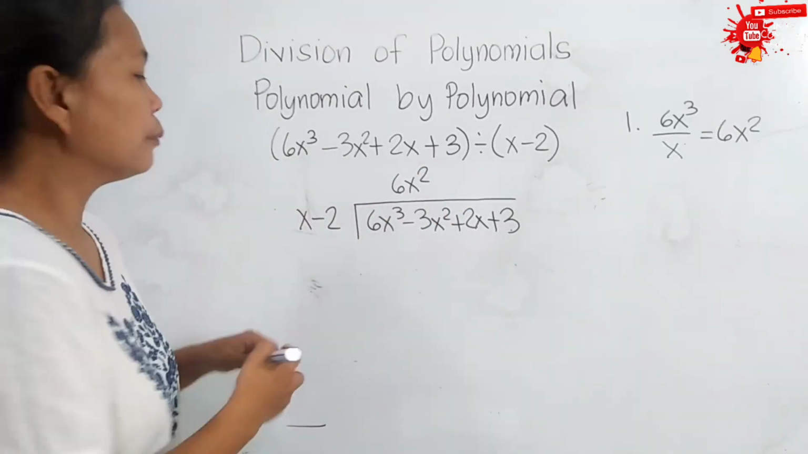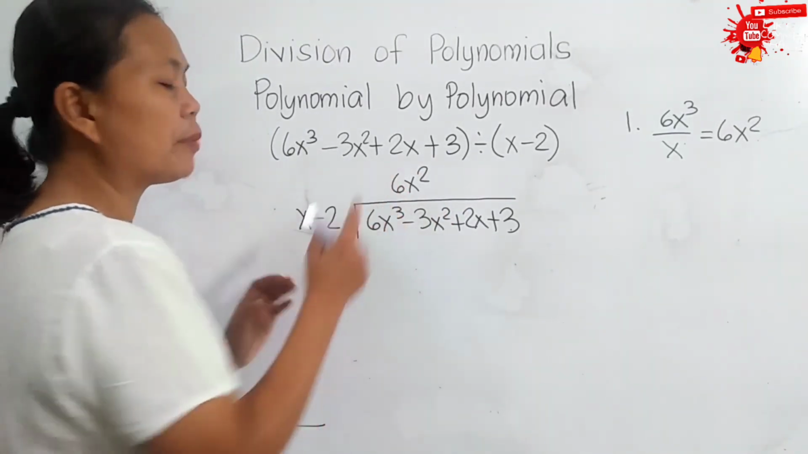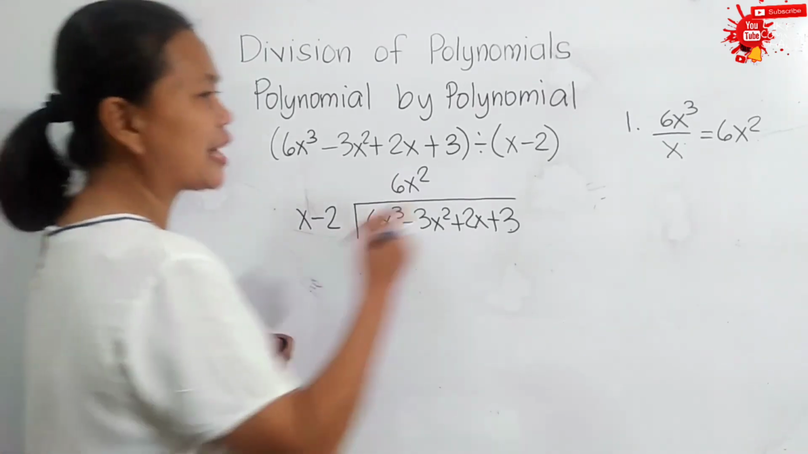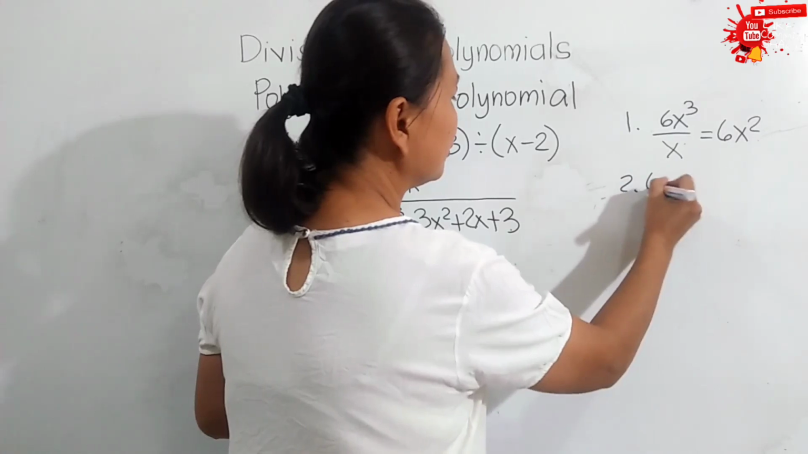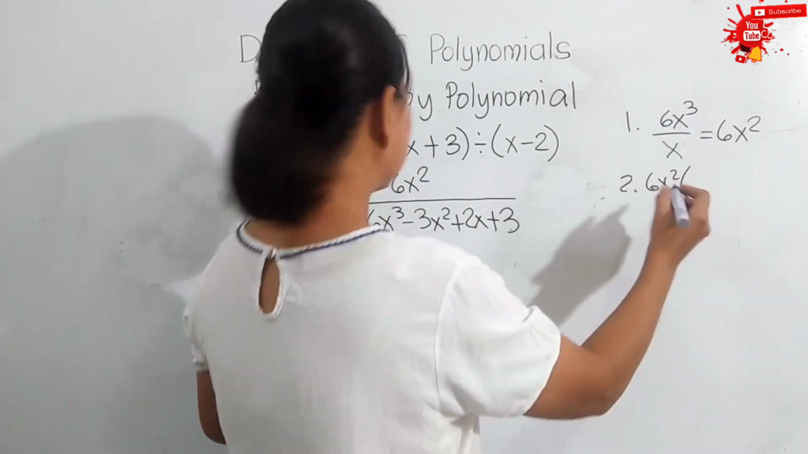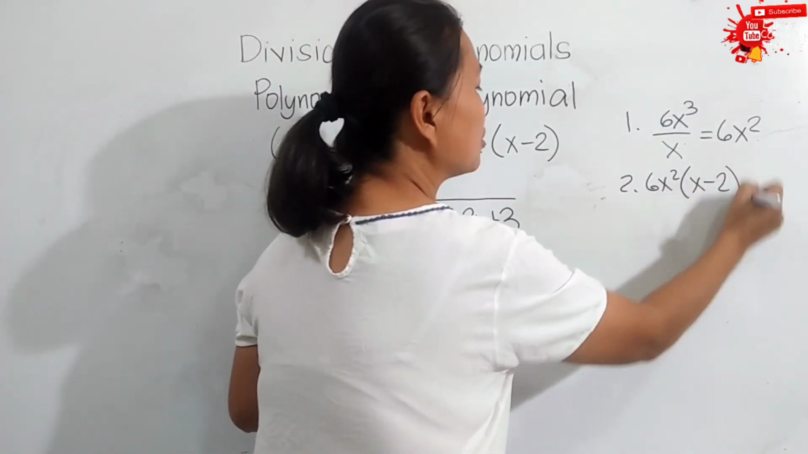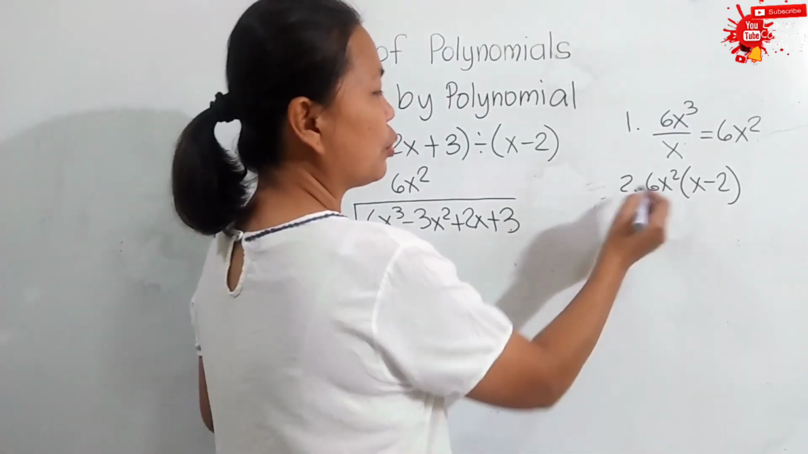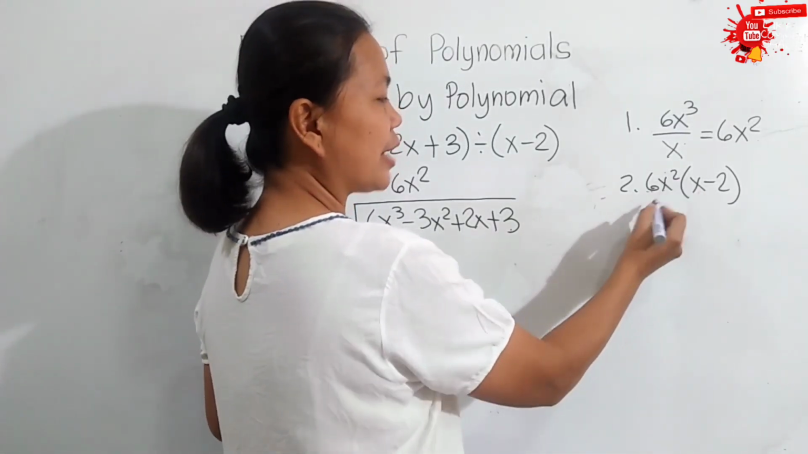Okay? Then, the second step, we will multiply 6x squared to each term of the divisor. So 6x squared times x minus 2. Okay? So let us get the product. So we have here 6x squared times x.